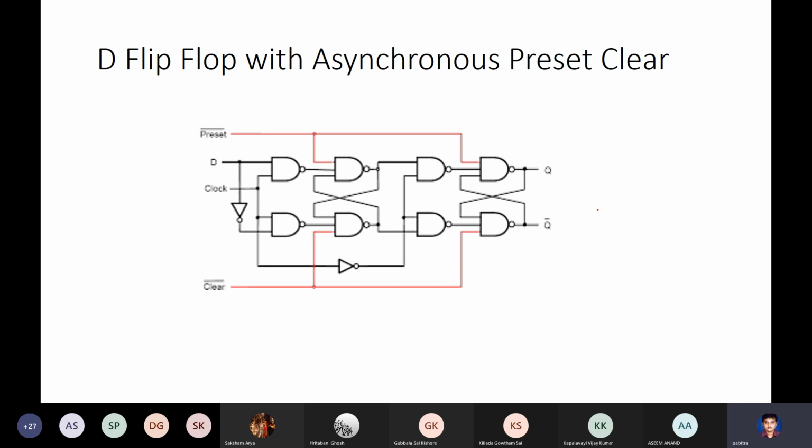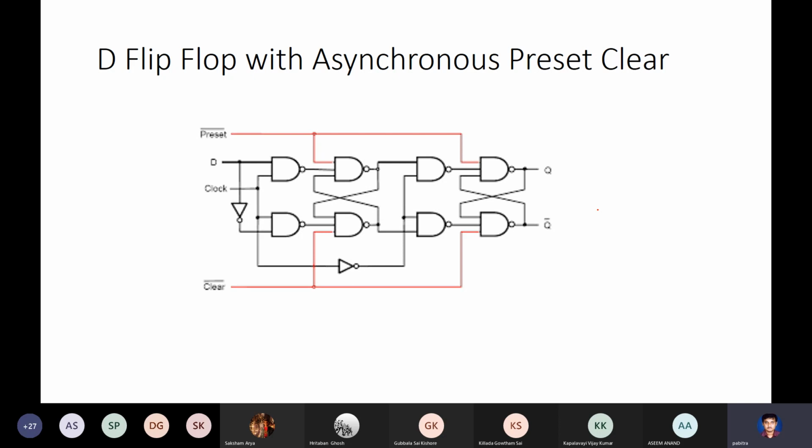Because you see, in a clocked flip flop, the changes will happen only at the clock edges. But sometimes what you want, maybe in the beginning of the operation of your flip flop, or sometime in between due to an interrupt or something, irrespective of what the clock value is, I want to either preset the output to 1, or clear it to 0. So this is kind of an overriding input.